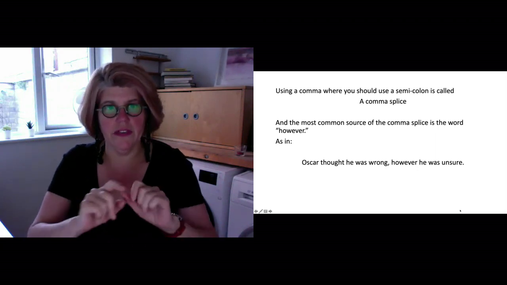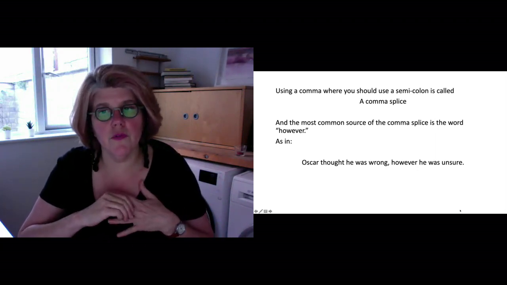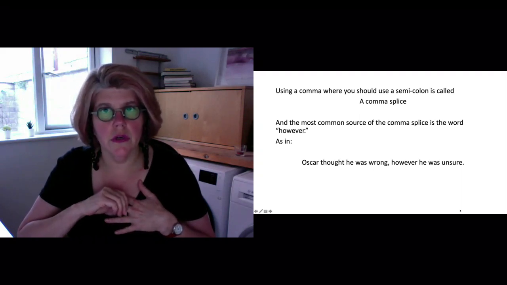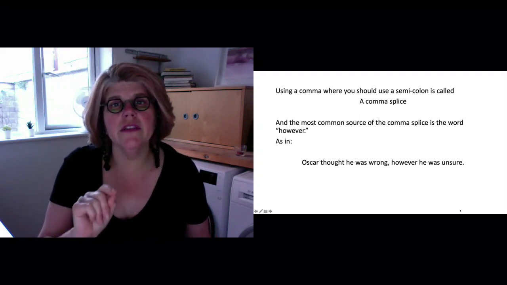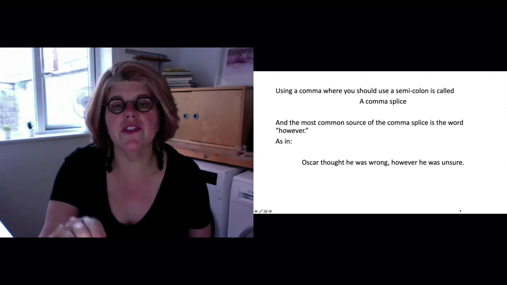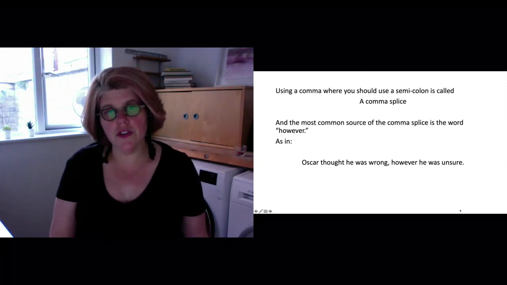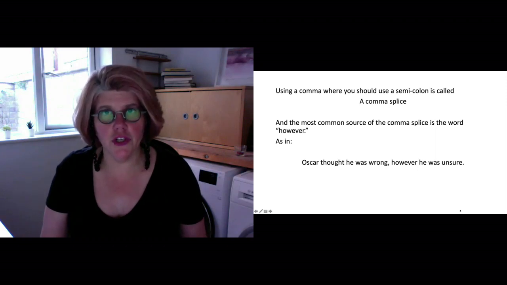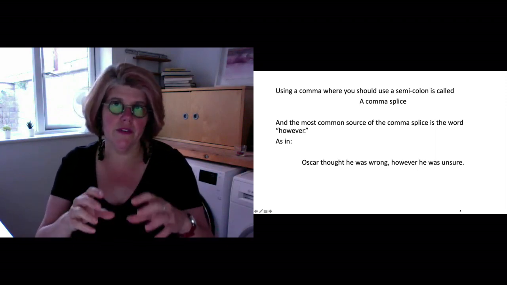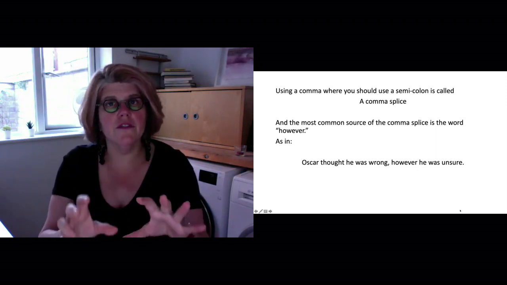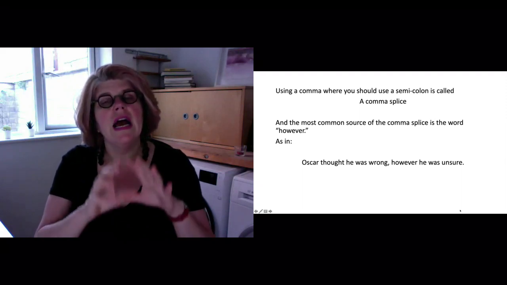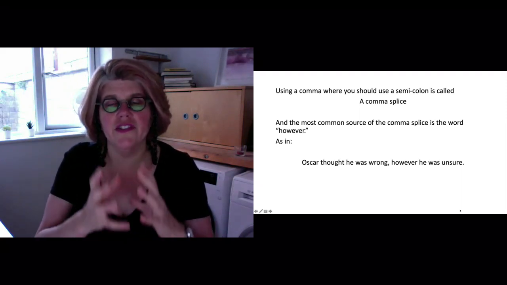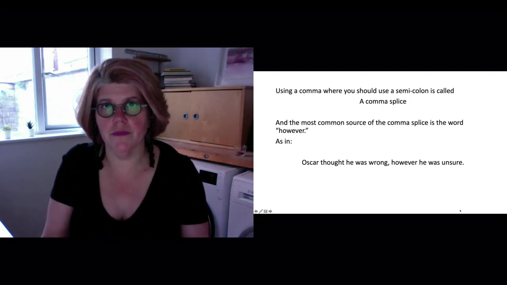As in this: Oscar thought he was wrong, comma. However, he was unsure. In fact, in this sentence, you should have a semicolon between "Oscar thought he was wrong" and "however, he was unsure." And this is because of something that we discussed in the first lecture, which is that "however" is a conjunctive adverb. It's not a conjunction.